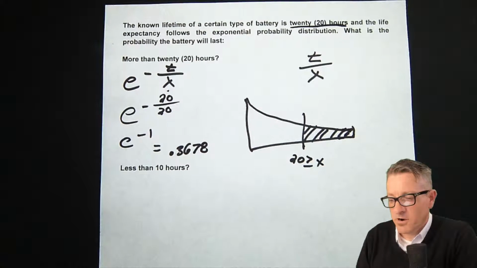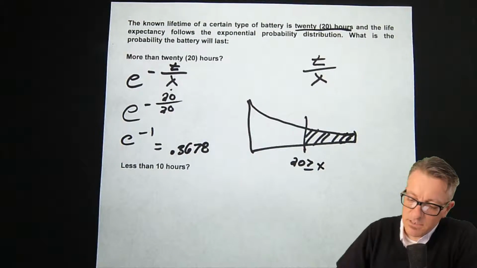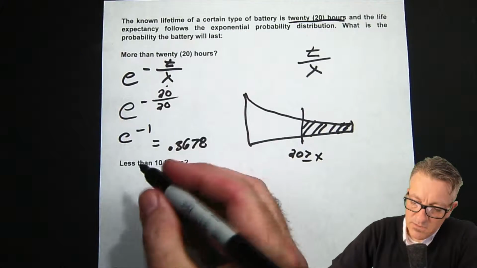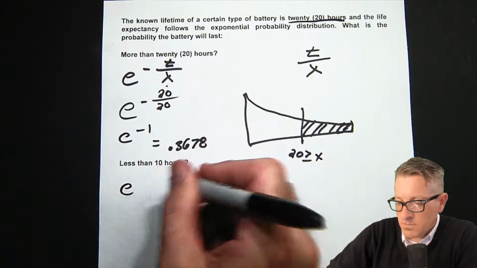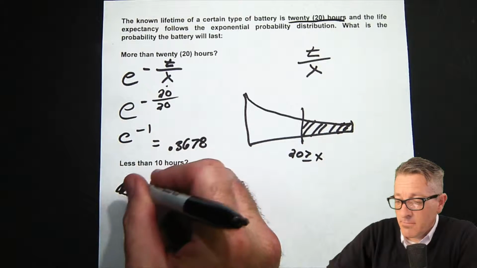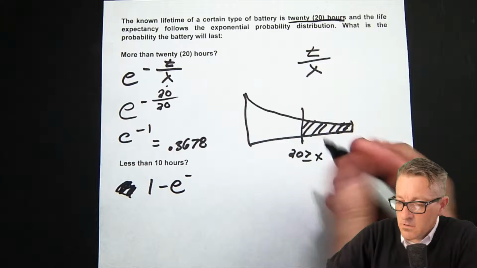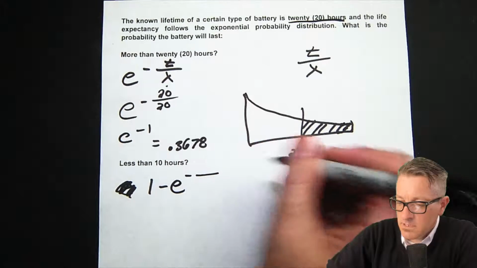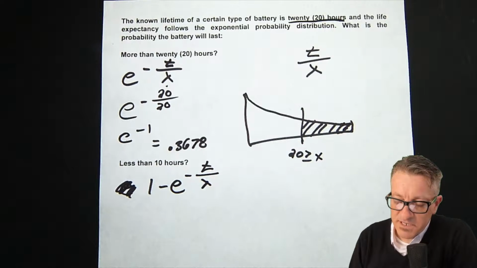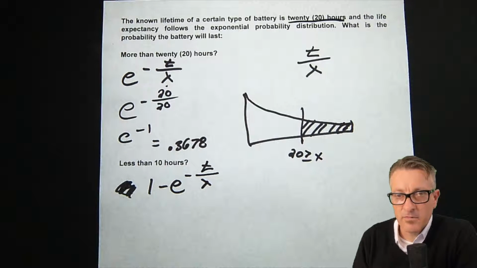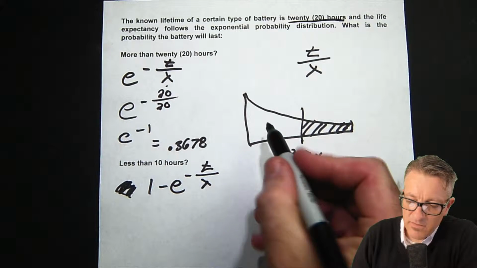That would be where this probability sits, right in here. For the next part, we're looking at less than 10 hours. Our equation is going to be 1 minus e to the negative t over lambda. It's very similar to the last one, except when we're all done with the calculation, we subtract it from 1. And that's this other side that we're working on.